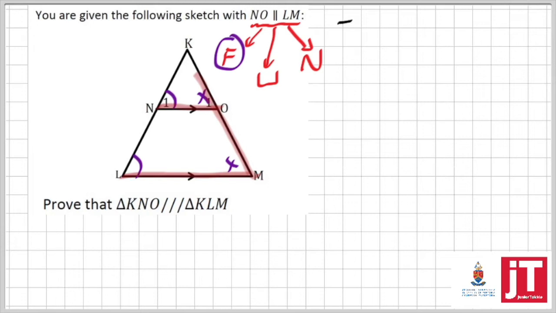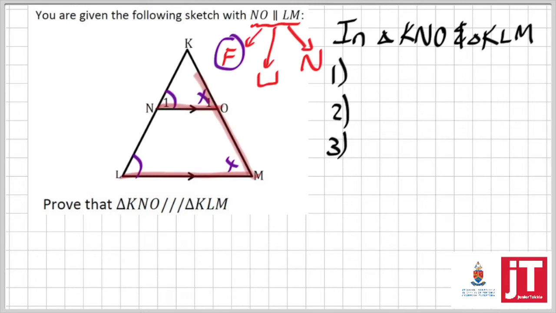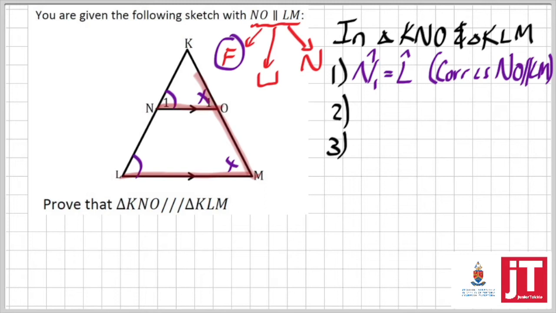So I'm going to start my sum by going basic recipe. In triangle this and triangle that, 1, 2, 3. First of all, angle N1 is equal to L, because of corresponding angles, and NO is parallel to LM. Next up, angle O1 is equal to angle M, also corresponding angles. Now, last but not least, I need that third pair.